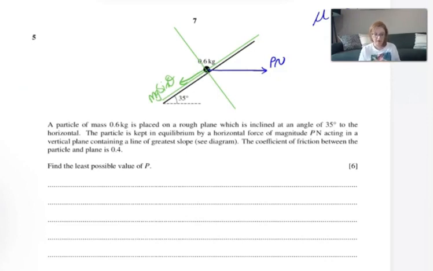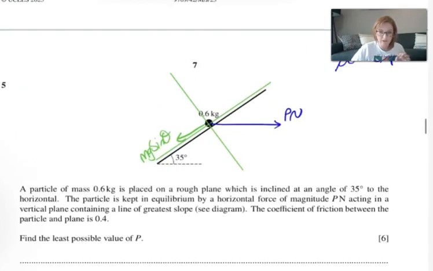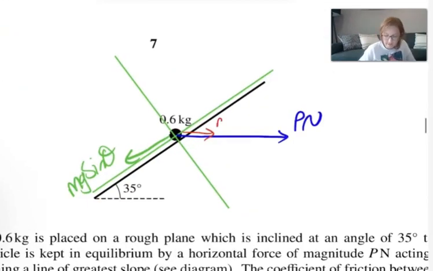Okay, so my question right now is I don't know which direction friction is acting. Is P going to make the particle want to move up, or is P going to make the particle want to move down? They say find the least possible value of P. So when I'm given a question like this, the first thing I do is try to imagine, what if P is super small? It's a tiny little P. Then this particle is going to want to roll down, and then my friction must be acting up. And that's the case that they want us to look at.